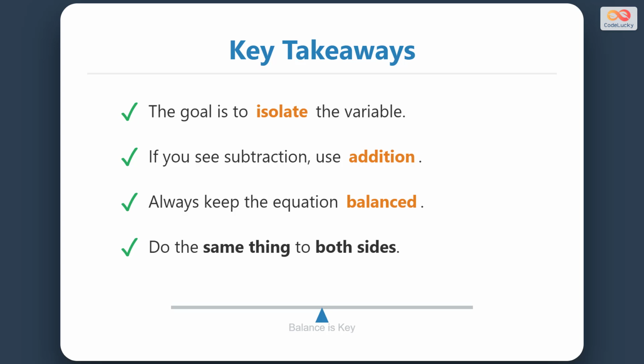To wrap up, remember these key points. Your goal is to isolate the variable. If you see subtraction, use addition to undo it. And most importantly, always keep the equation balanced by doing the same thing to both sides. Practice this, and you will be solving equations in no time.